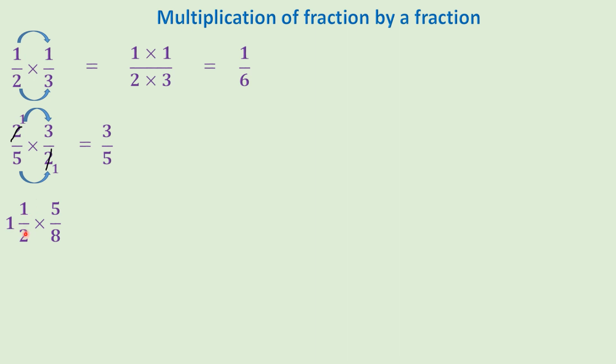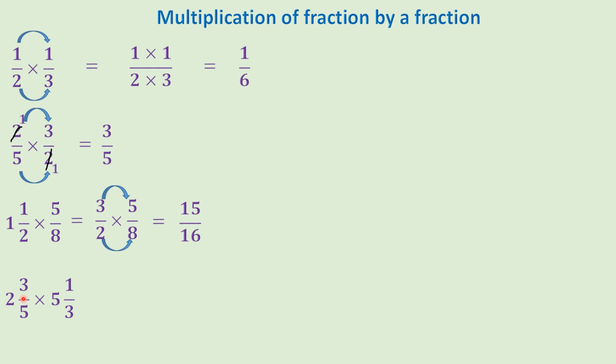Now 1 1 by 2 into 5 by 8. That is equal to, see there is a mixed fraction. You have to convert it into an improper fraction. Now 2 ones are 2 plus 1, that is 3 by 2 into 5 by 8. Now multiply numerator to the numerator, denominator to the denominator. 3 5s are 15 by 2 8s are 16.